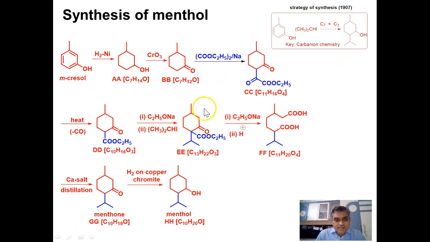So this is a very interesting synthesis of menthol involving very simple starting materials like metacresol as well as isopropyl iodide.